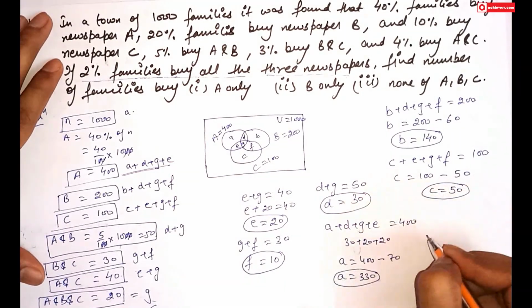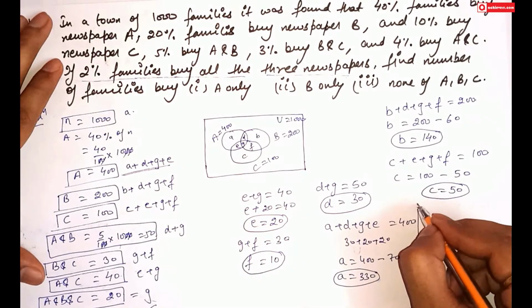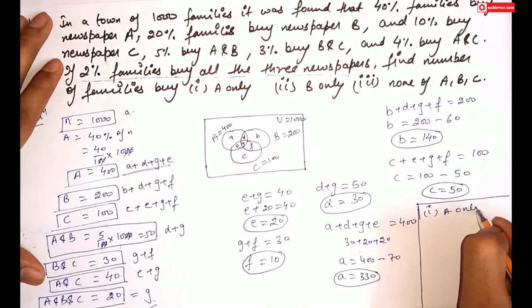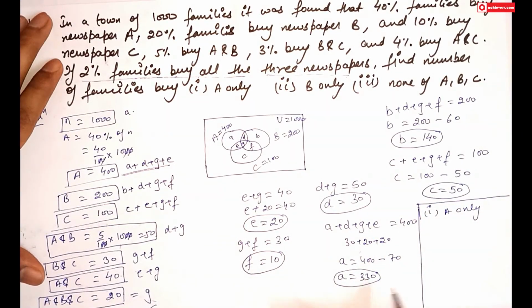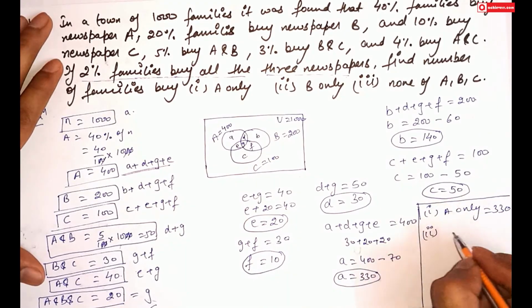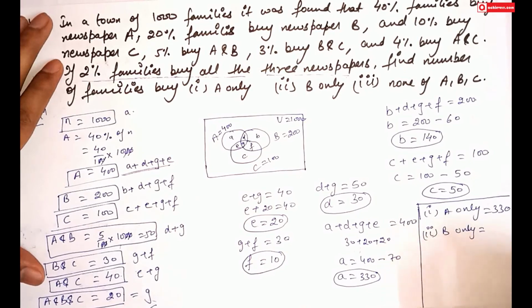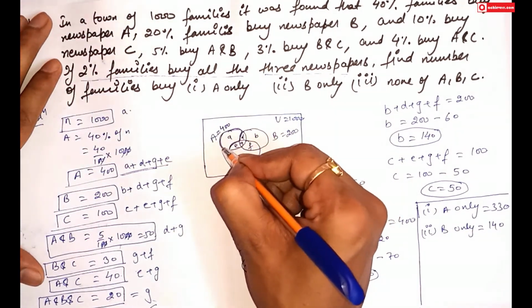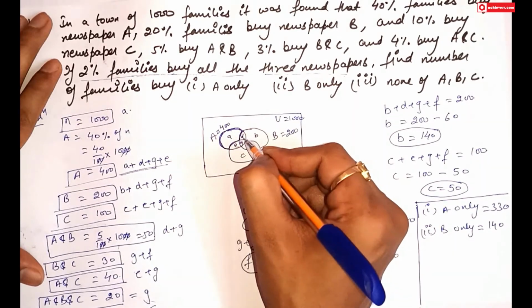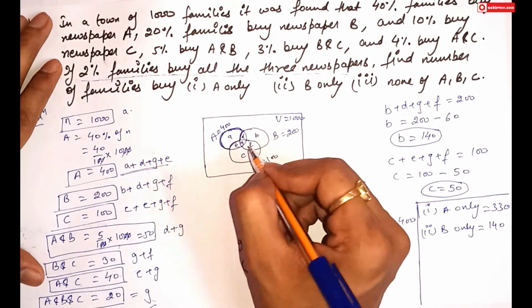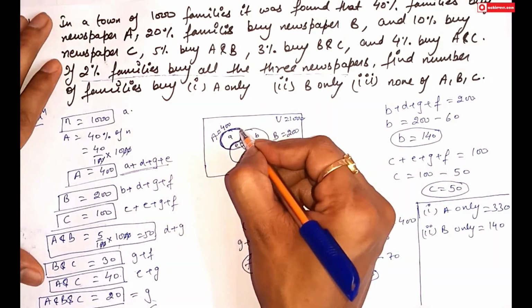Now we can easily answer all three questions. So what is the first question? A only. So what was the answer for A only? A only is 330. What will be the answer for B only? B only will be 140. Because this is the only portion for A, this one. If we had included D, G, and E, then it would have also included some portion of B and C. So A only will be this portion.